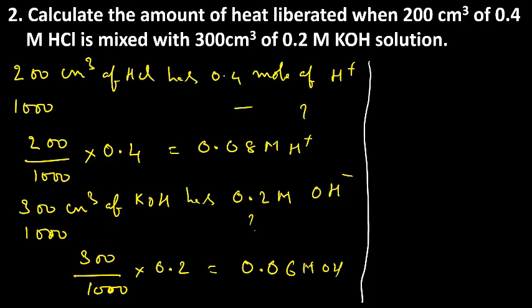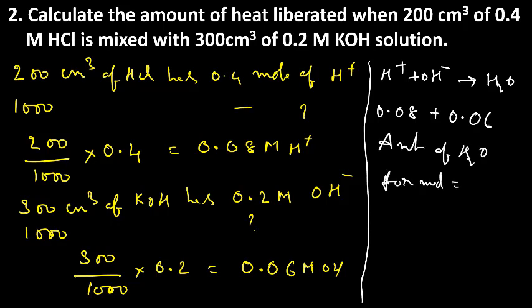And this is a strong acid and strong base reacting. Therefore, the heat of neutralization for a strong acid and strong base is minus 57.1 kilojoule per mole. So H plus plus OH minus gives H2O. So 1 mole gives 1 mole. But here, how many moles? 0.08 and 0.06. Therefore, since OH minus is less, only 0.06 mole of H plus ion combines. Therefore, the amount of water formed is equal to 0.06 mole.